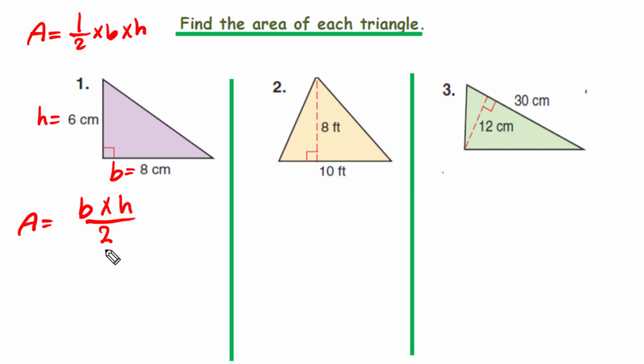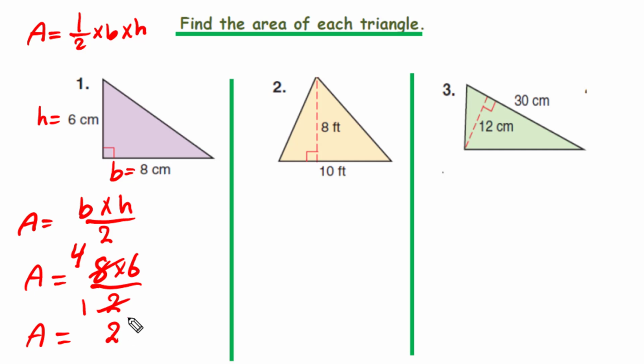Base times height over 2. Just find the product of the base and the height, then divide by 2 to find the area of the triangle. So we can write the area is equal to 8 times 6, then divide by 2. 8 times 6 is equal to 48, divided by 2 equals 24. But you can simplify. 8 is divisible by 2 equals 4. It will be easier. 4 times 6 equals 24 square centimeter.